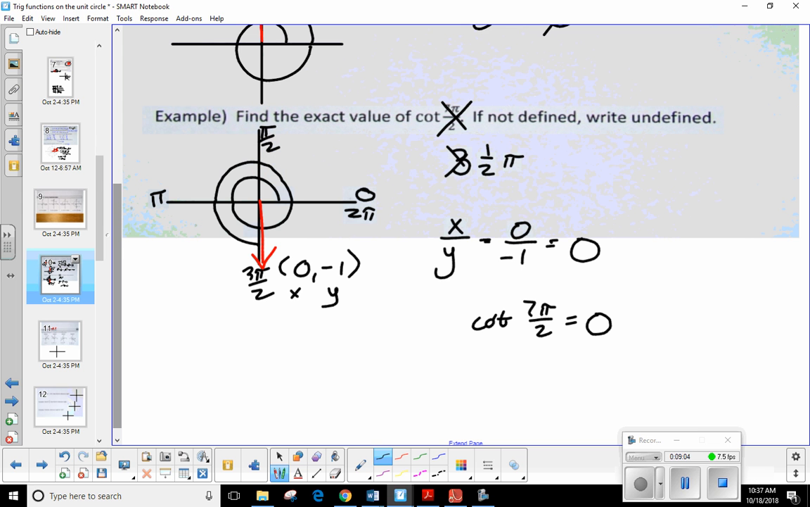That is all there is to evaluating a trig function. You find where it stops, and you do exactly what the trig function wants you to, whatever the ratio is.